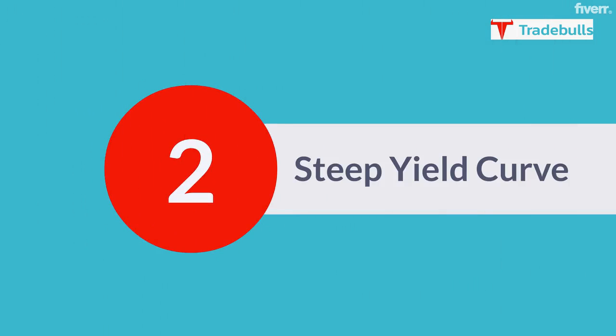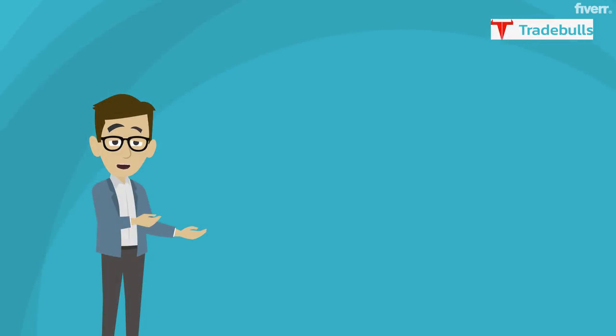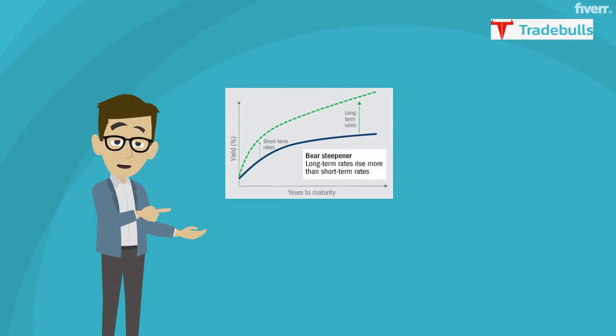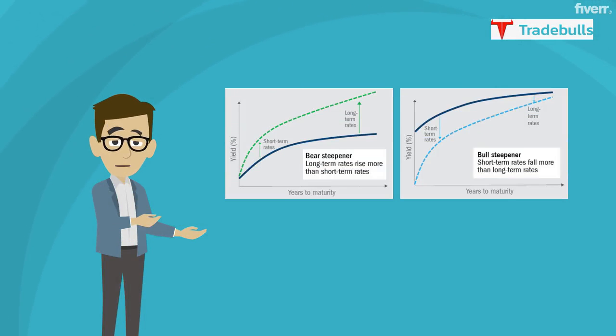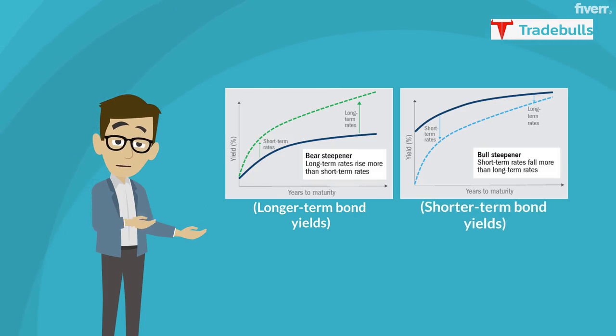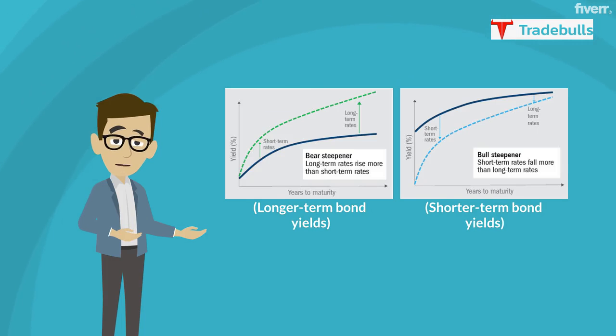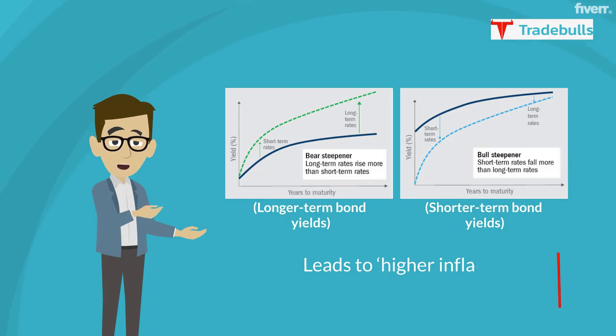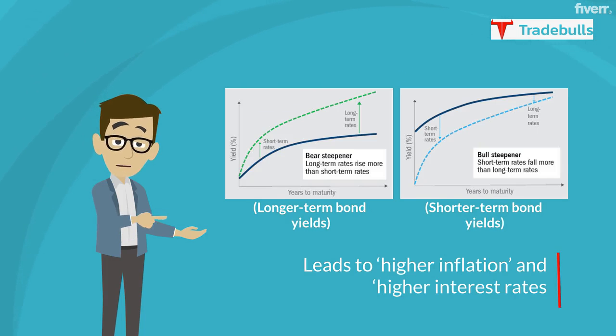2. Steep yield curve. Although this type of yield curve is the same as a normal yield curve, in this, the pace of rising longer-term yields is faster as compared to the short-term bond yields. As there is a large difference between the longer-term bond yields and short-term bond yields, generally, this type of yield curve leads to higher inflation and higher interest rates.